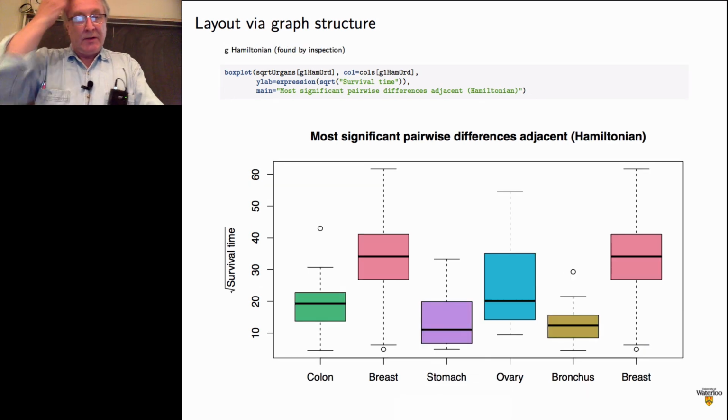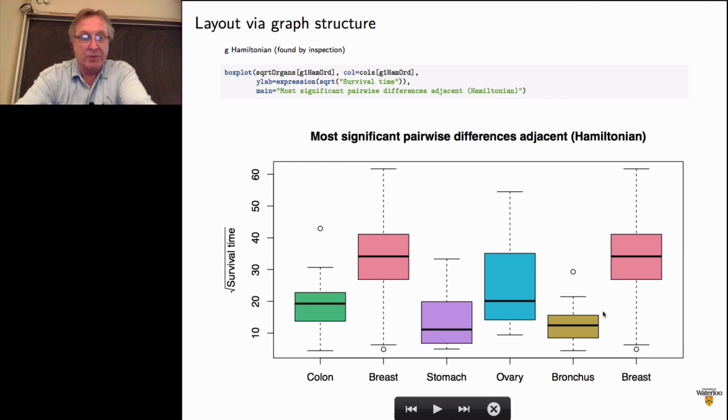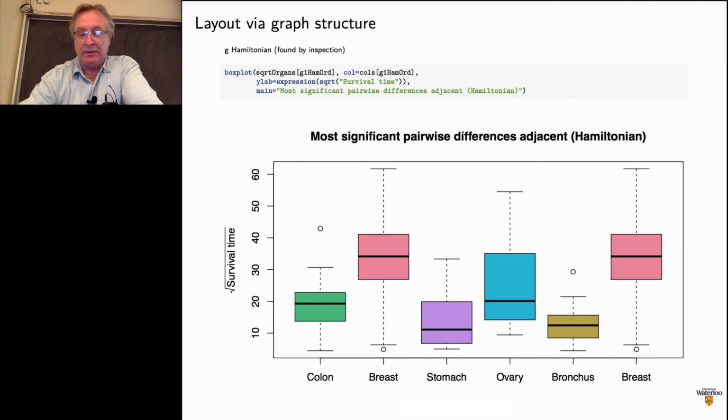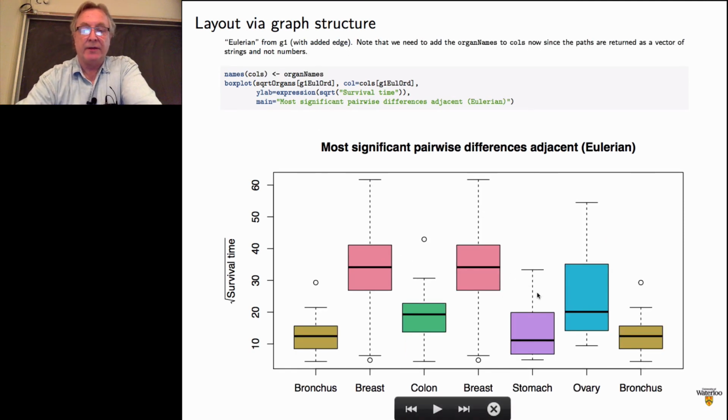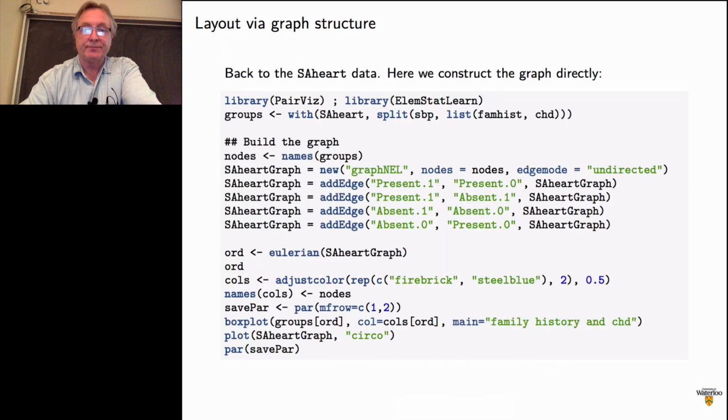Okay? So this is the Hamiltonian order that we saw there, starting with colon, breast, stomach, etc. We still see all of those comparisons with fewer plots. Here we had 7 box plots. Now we only need 6. Okay, so it's a little tidier. It's because of that extra edge we added.